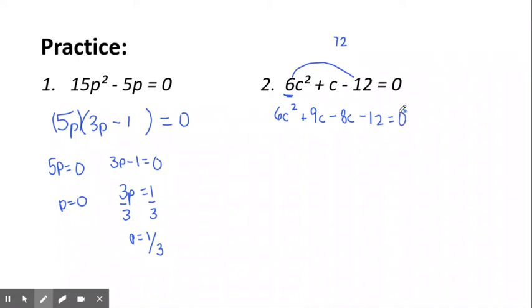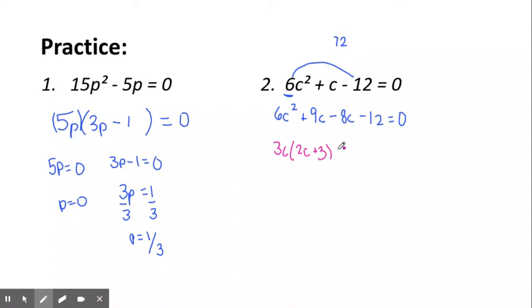Remember what comes next? Next we use, I'm going to change the color, greatest common factor to factor the first two terms and the second two terms. When I factor the first two terms, our GCF is 3c. And then we find what we need to multiply that by to get this. That would be 2c for the first term and then plus a 3 for that second term to get our 9c.